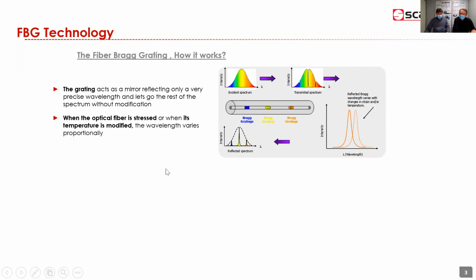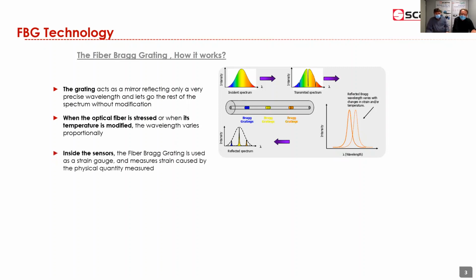So if the stress is increased, the reflection peak will go to higher wavelengths, and if it decreases, it will go in the other direction. And this shift gives the information of stress, and exactly the same phenomenon exists for temperature. So if you have an increase of temperature, you will have an increase of wavelengths, and measuring the variation of wavelengths, you can have the information on temperature.